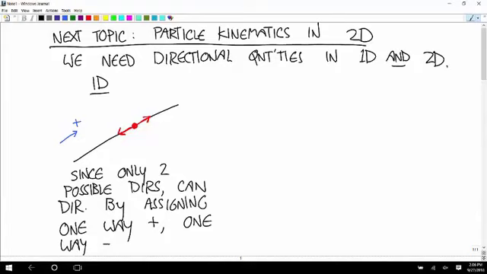That's a nice system. In 2D, if you have a particle here, it can go this way or this way, or this way or this way, or anything in between any of those. Okay, so at any location, a particle has infinitely many choices of where to go.